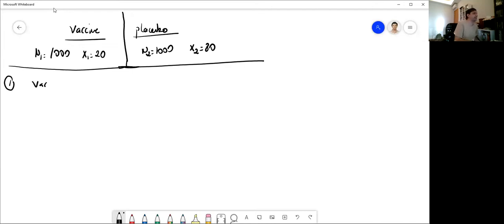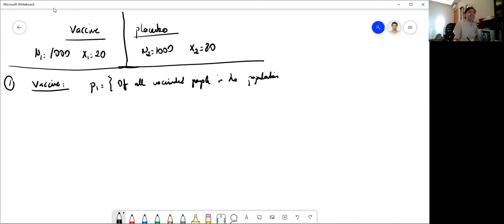So for the vaccine case, the question is, find this P1. Let's determine what this P1 is: of all vaccinated people in the population. Note that this hasn't occurred yet. This is going to happen in the future, right? So this is a hypothetical case, right? I'm not talking about this sample here. The proportion of people infected, or probability.